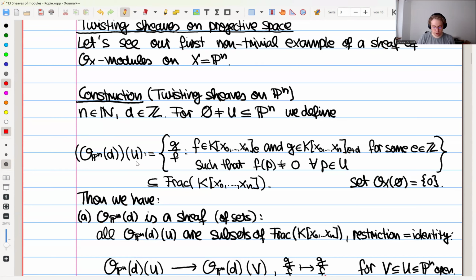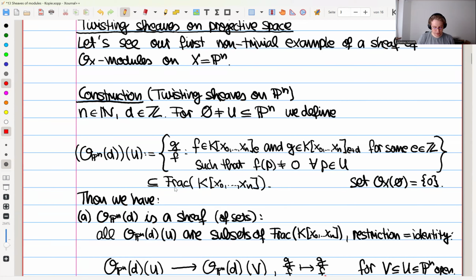And for any non-empty open subset of P^n, you define the sections of this sheaf. On this set U, you define that the sections should be symbols G over F, where F is in this polynomial ring, homogeneous of degree e, and G is in the same ring, homogeneous of degree e plus d. And this should hold for some integer e.